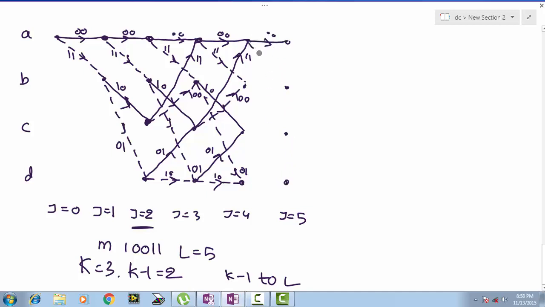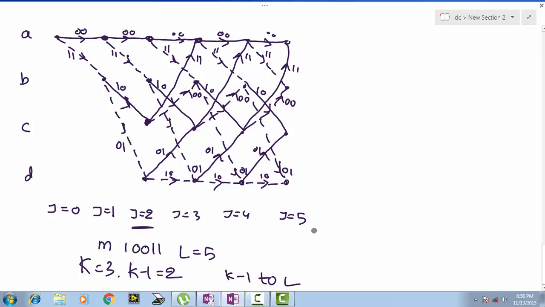Output 0 0, output 1 1. B to C, solid line, 1 0. B to D, 0 1. C to A, 1 1. C to B, 0 0. D to C, 0 1. D to D, 1 0.